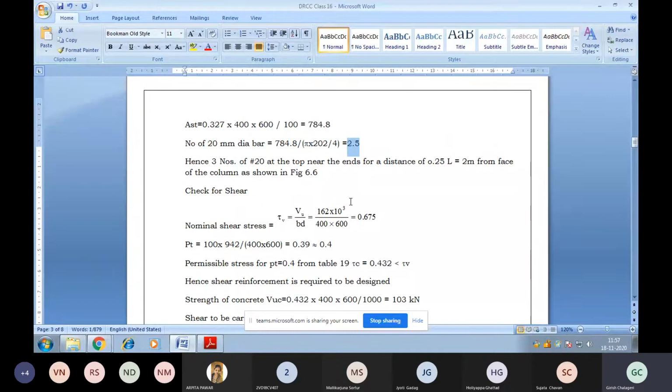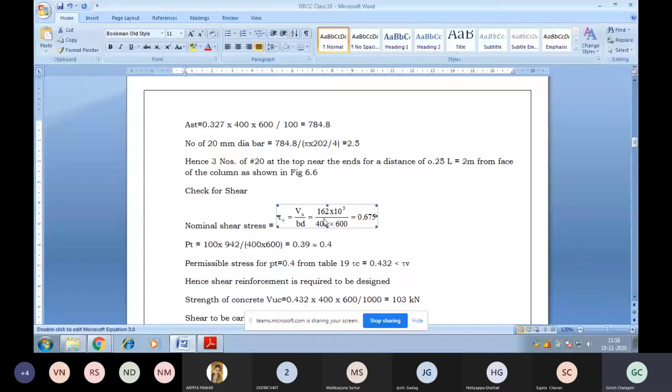So the total number of bars provided at the midspan is 3 numbers of 20 mm dia, and at the end we are providing 3 numbers of 20 mm dia. So let us check it for shear force. The beam shear force means the force acting at midspan, that is WL by 2. At the end we get a maximum shear, so that will be WL by 2. Vu is equal to WL by 2.